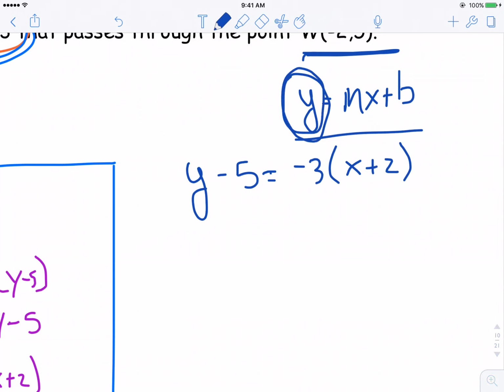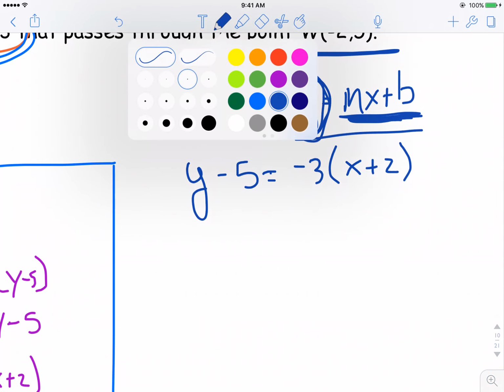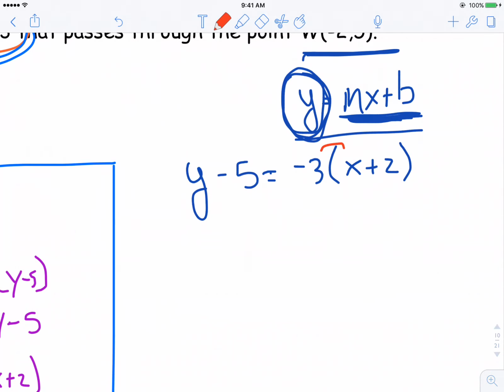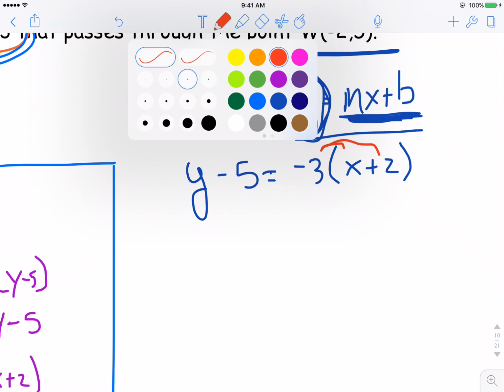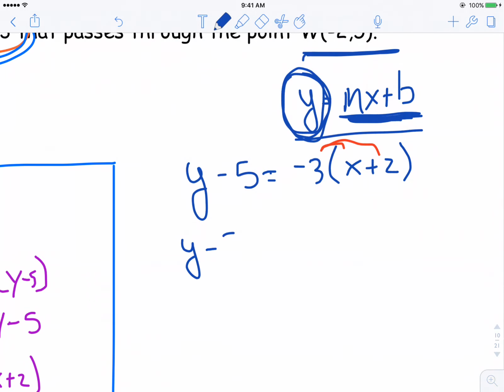y has to be by itself. And this portion here has to be all multiplied out. So the first step I'm going to do is I'm going to bomb this negative 3 into this bracket. That's going to give me y minus 5 is equal to negative 3x minus 6. And then to get rid of the minus 5 on this side of the equal sign, I'm going to add 5.